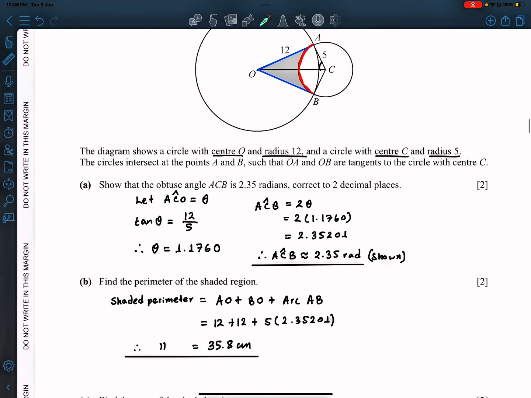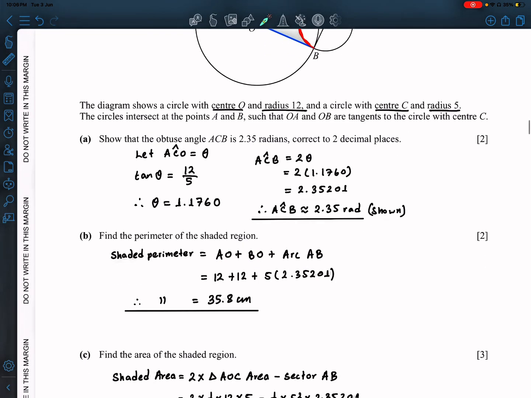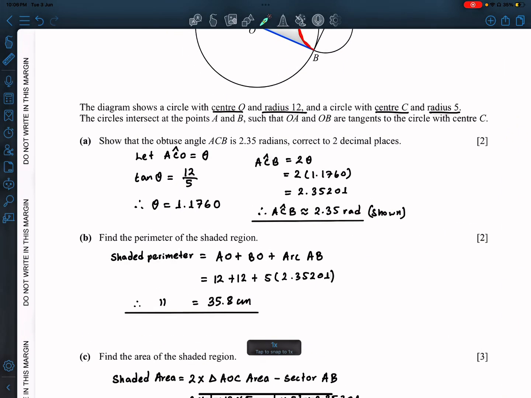So simply the shaded perimeter would be AO, which is one of the radii, plus BO, the other radius, plus arc AB over here. So how can you find the arc AB? We simply use arc length equals r theta. That's one of the formulas for circular measure.